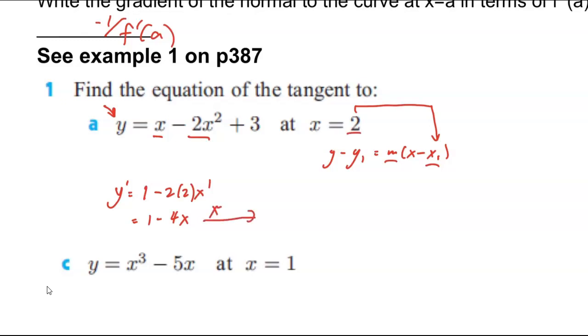So it's not enough just to take the derivative. We need to plug x equals 2 into it. So it would be 1 minus 4 times 2, which is equal to 1 minus 8, which is equal to negative 7. Now that we have a numerical value, we can put that in for m.